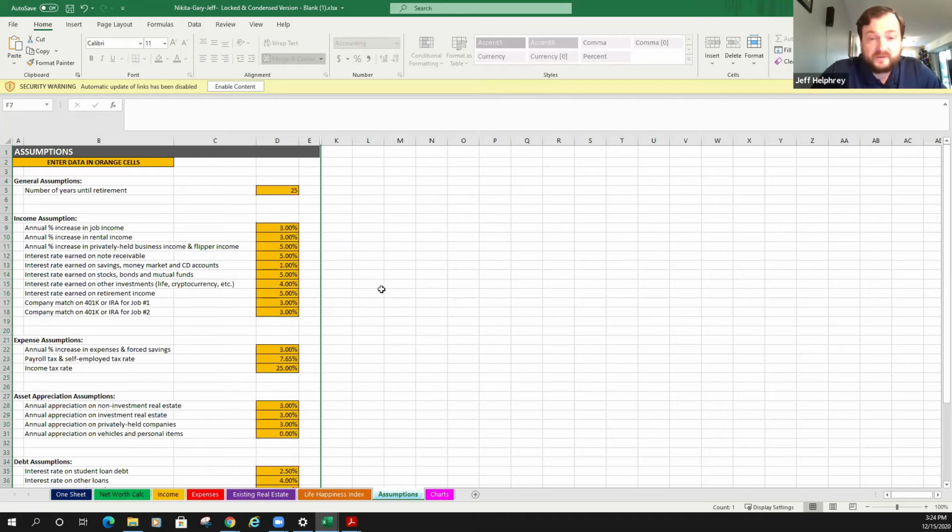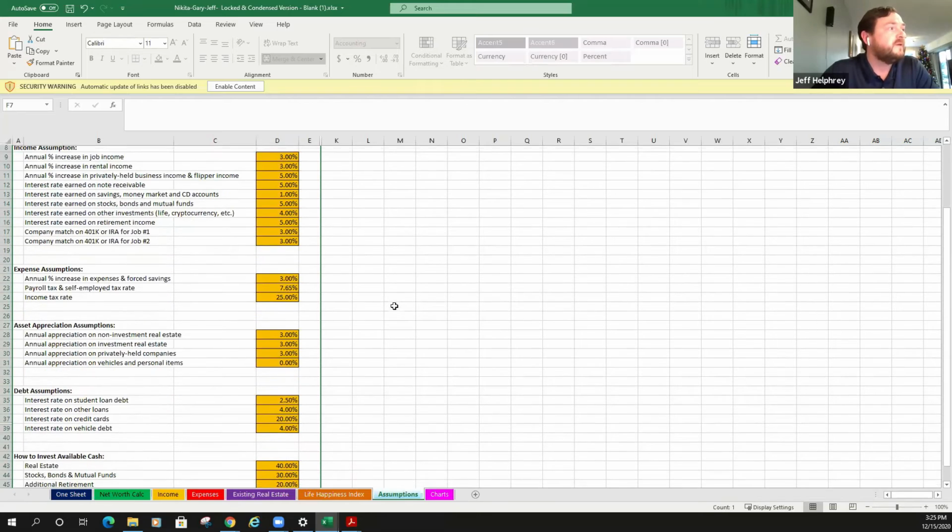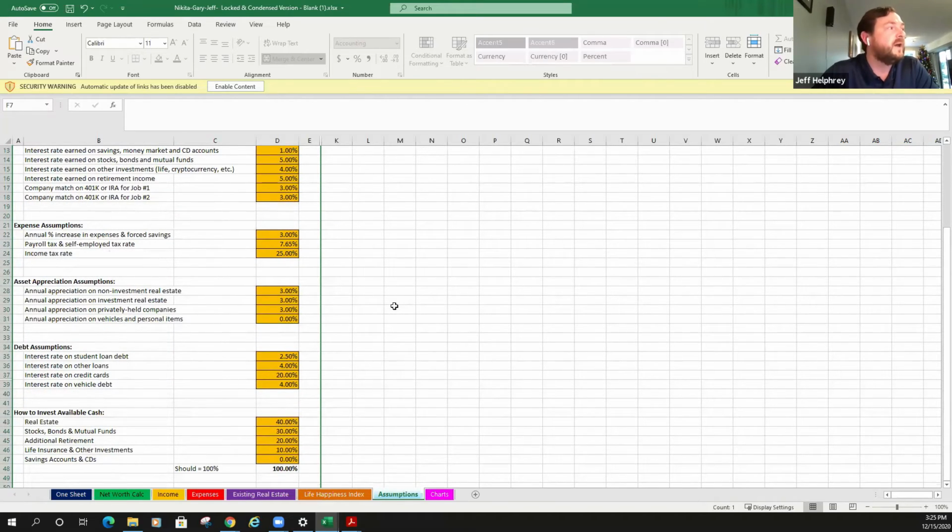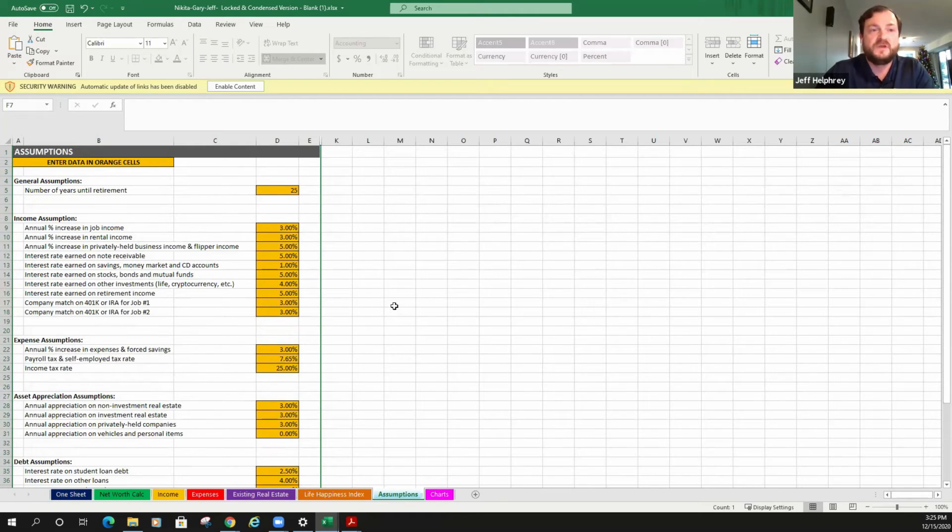So there are a lot of assumptions that have been pre-filled out, and we believe these assumptions that are plugged in this spreadsheet are fairly accurate and can be used by most people, but I still think you should read through this section and fill it out to the best of your knowledge. There are sections that you're definitely going to have to fill out. So the first section relating to general assumptions talks about the number of years until retirement. That's going to be different for everybody, so you're going to want to plug that in.